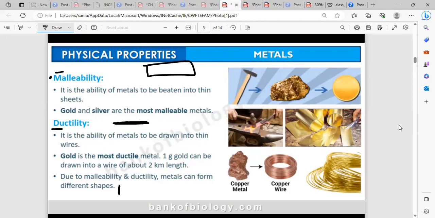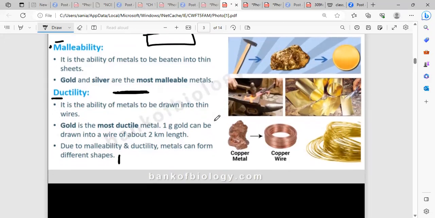If you can convert the metal into the form of a sheet, then you can say this is malleable. Clear? So what is malleability? It is the ability of metals to be beaten into thin sheets. You can see this is a metal. Now with a hammer, you will beat it and automatically it is converted into a thin sheet. So that is the property of malleability. Gold and silver are the most malleable metals. There are so many metals, and out of these, gold and silver are the most malleable. Clear?